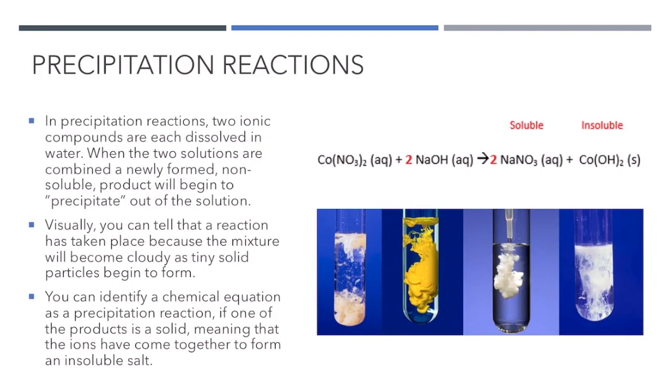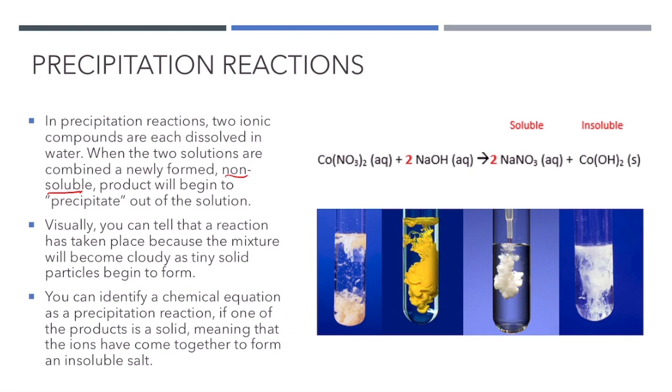All right, the second type of double replacement reaction that we're going to talk about is a precipitation reaction. In precipitation reactions, two ionic compounds are each dissolved in water, and when the two solutions are combined, a newly formed non-soluble product, that's the big key here, will begin to precipitate out of solution. This happens because that new product that's formed is just not soluble, so it can't stay in aqueous solution.